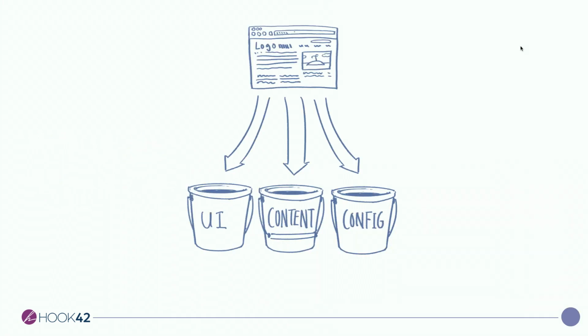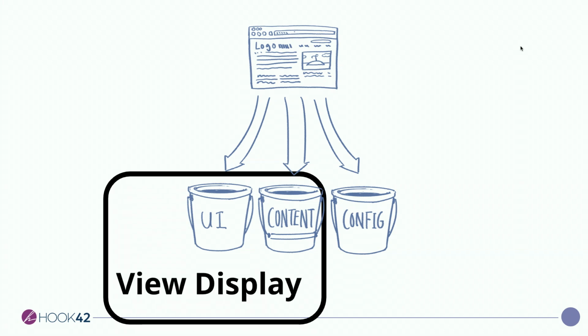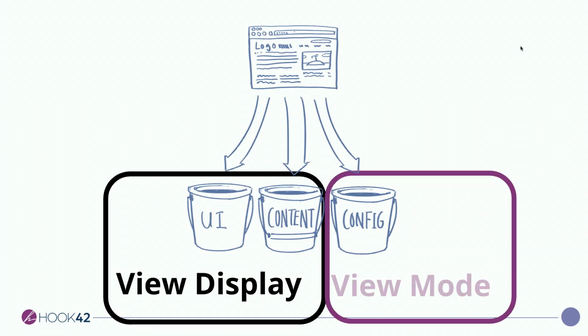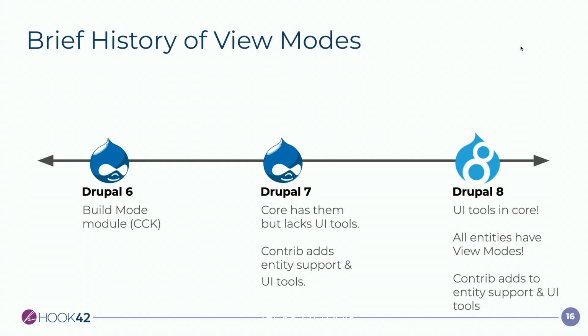So if we think about our buckets of how the page is built, the view display is your UI plus your content. It's the recipe content plus how you're displaying it. That config is the view mode. How am I collecting that information and communicating it up and out? View modes have existed since Drupal 6 and CCK. Drupal 7 had them, but it was hard to see unless you installed Display Suite. Now in Drupal 8 it's in core.